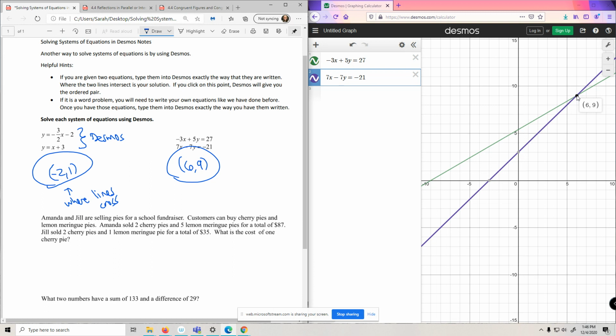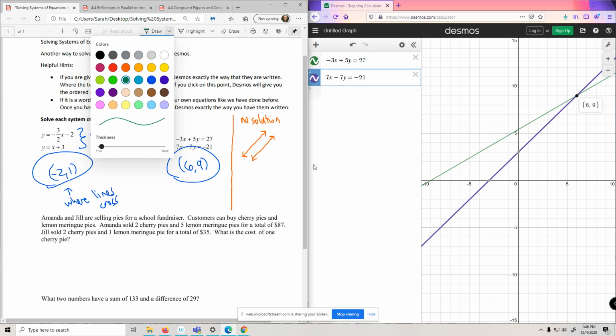It is also possible to get no solution. So I'm going to just kind of draw what that looks like for you here. We talked about this before with graphing. No solution looks like when you have two lines that are parallel. They never cross, they never intersect. And so Desmos won't highlight an intersection point like you see here.